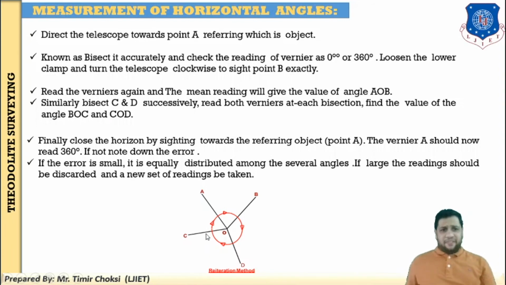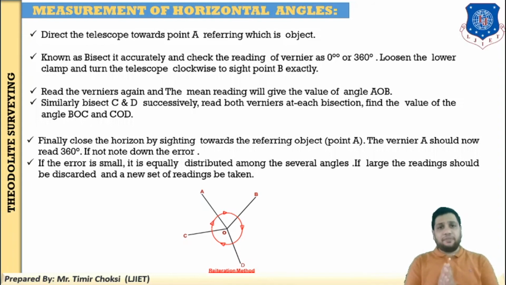Finally, close the horizon by sighting towards the referring object point A. The vernier A should now read 360 degrees; if not, note down the error. For example, first I will assume the initial reading is 20 degrees. Now, after closing the horizon following the last angle COD, I see the reading is 19 degrees 40 minutes 20 seconds.